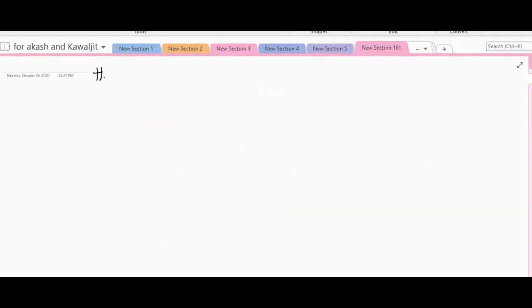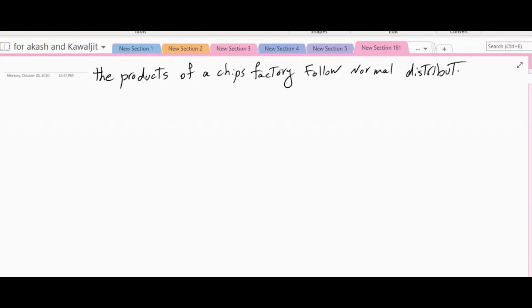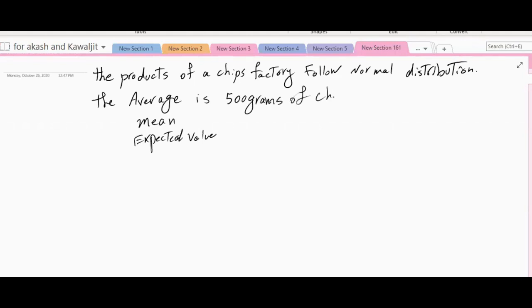So let's say the product of a chips factory follows a normal distribution. It means that they have this bell-shaped, symmetric, and so forth. The average weight, notice that average is a synonym for mean, it's a synonym for expected value. These are the same thing. In different questions, you will see this different wording. The average is 500 grams of chips in every bag.